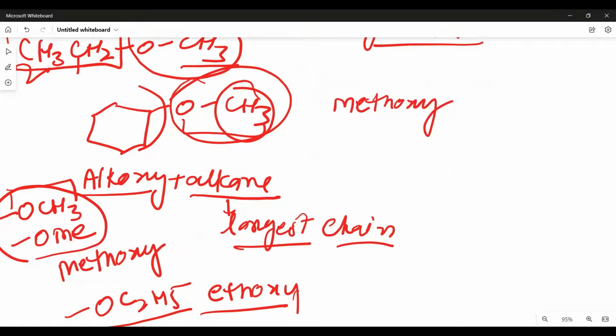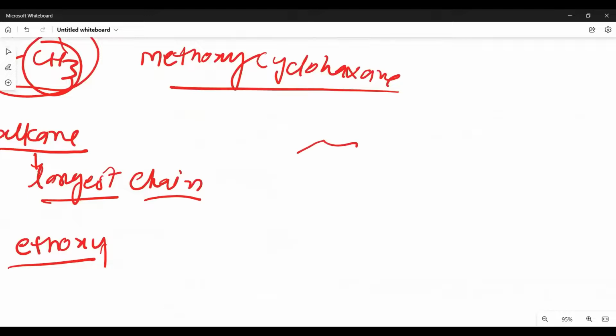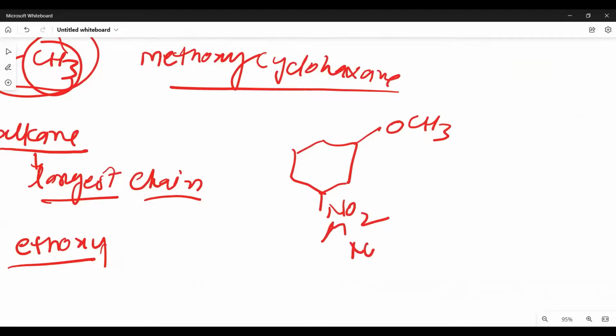It is methoxy, and what is this? Cyclohexane. So it will become methoxy cyclohexane. First position है, कोई सारी positions equivalent है, so it is 1 methoxy cyclohexane, क्योंकि और कोई functional group present ही नहीं है. Now, if you will take this kind of the compound, जैसे आपने यहाँ OCH3 लिया and you are putting NO2 over here. NO2 group is nitro group.